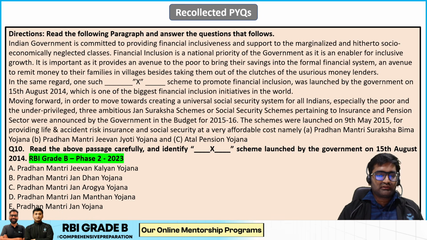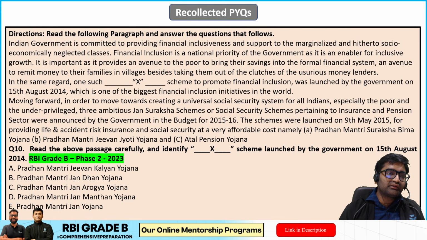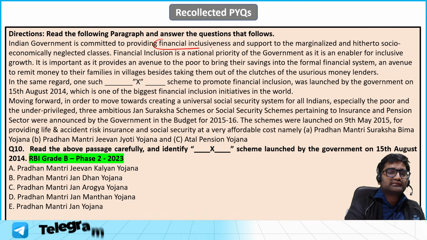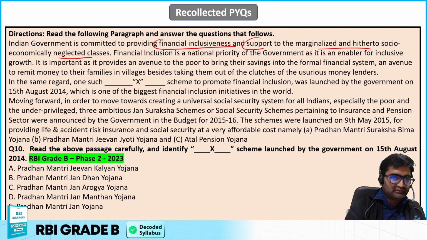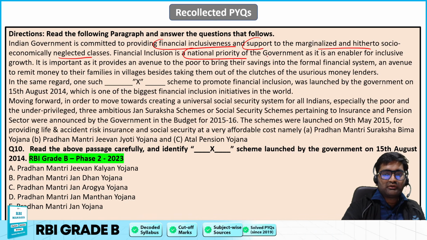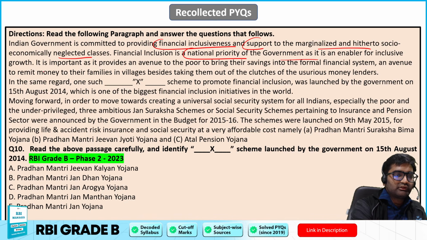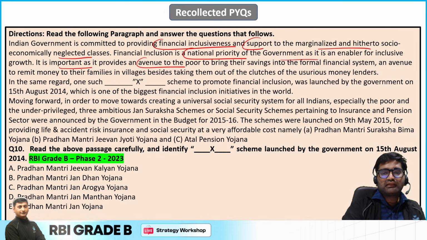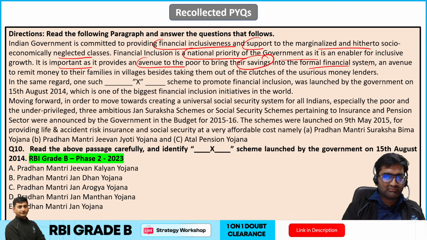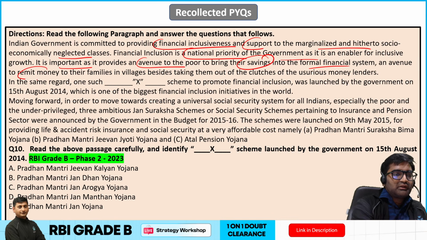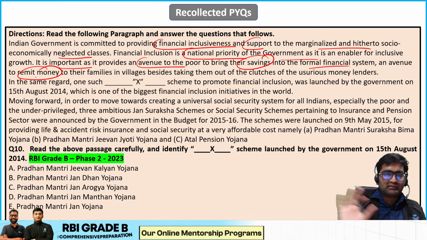Right, now talking about the next question. You can see over here, the Indian government is committed to providing financial inclusiveness, support to marginalized and socio-economically neglected classes. Of course, yes, financial inclusion is a national priority of the government and important for inclusive growth, as it provides an avenue to the poor to bring their savings into the formal financial system, which I have already explained to you. An avenue to remit money, wherein they can send money very easily.